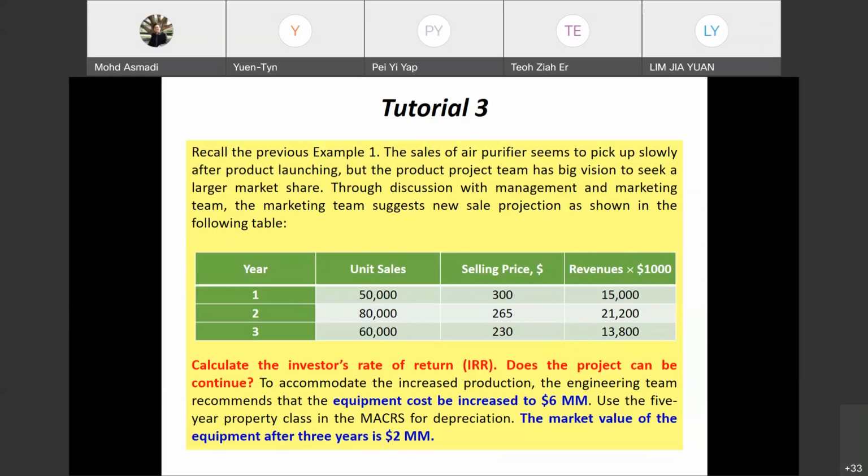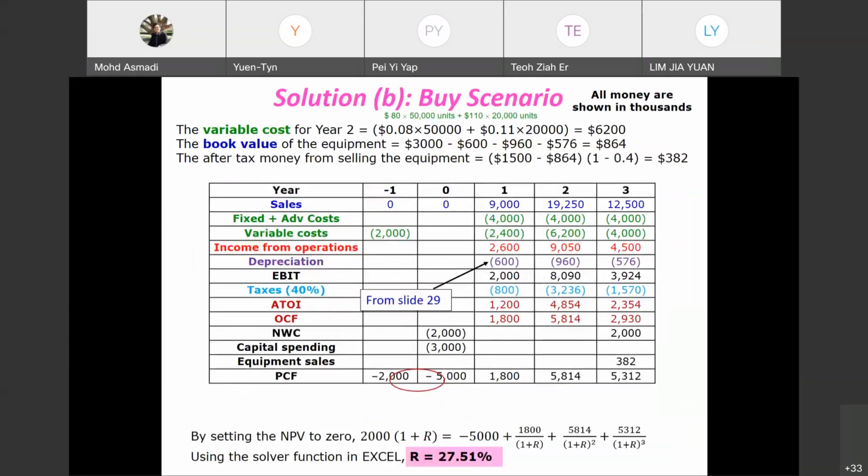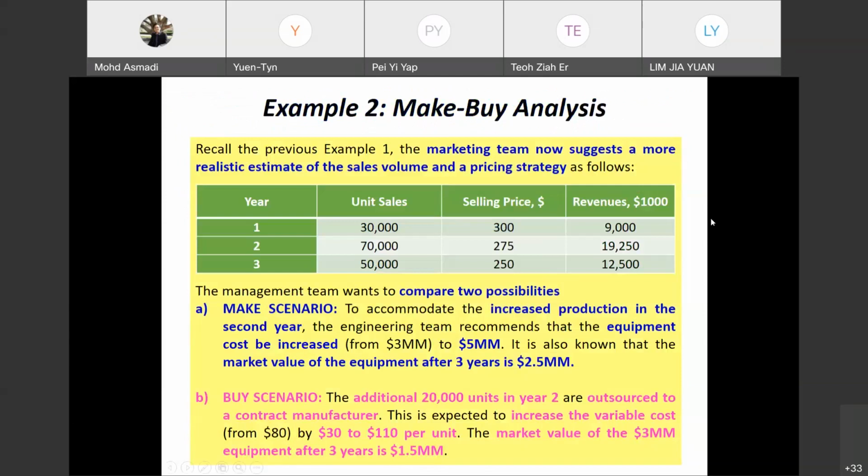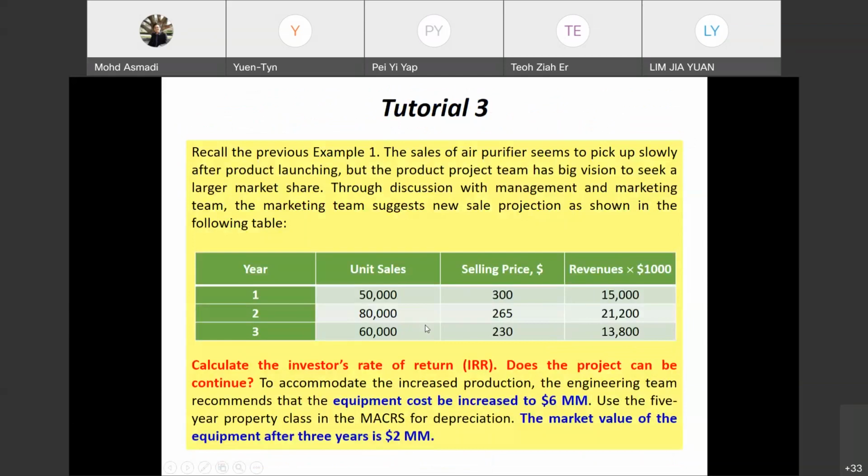So this tutorial is similar to this one, I think. Make the scenario. Calculate the internal rate of return, IRR, so the project can be continued. Equipment cost increases to 6 million, from 3 to 6 million. Use 5 years MACRS, and the equipment value after 3 years is 2 million. It's the same as this one.